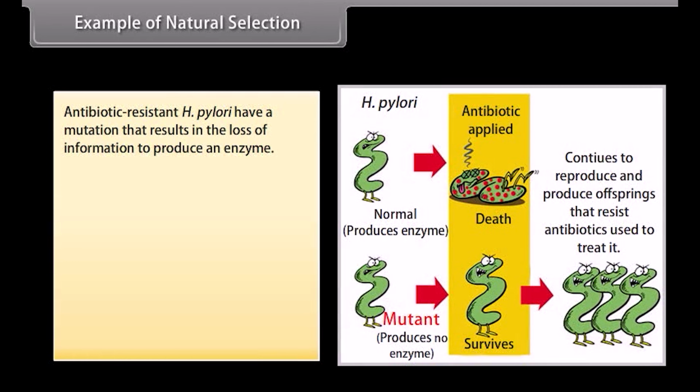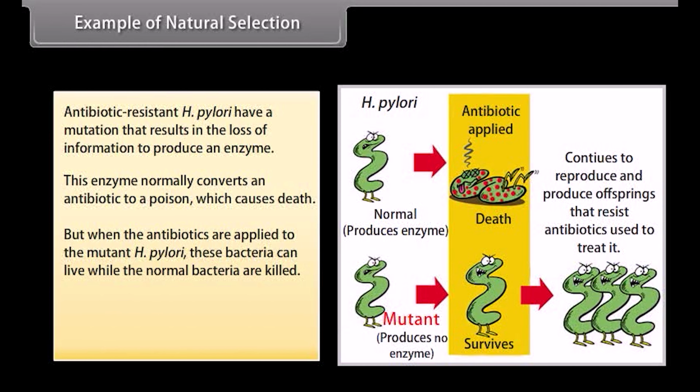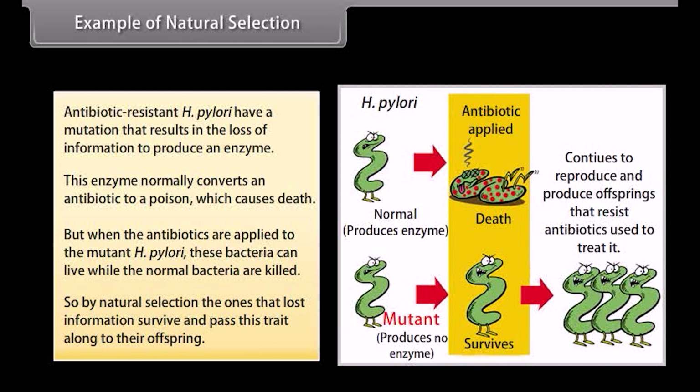Example of natural selection. Antibiotic resistant H. pylori have a mutation that results in the loss of information to produce an enzyme. This enzyme normally converts an antibiotic to a poison which causes death. But when the antibiotics are applied to the mutant H. pylori, these bacteria can live while the normal bacteria are killed. So, by natural selection, the one that lost information survives and passes this trait along to its offspring.